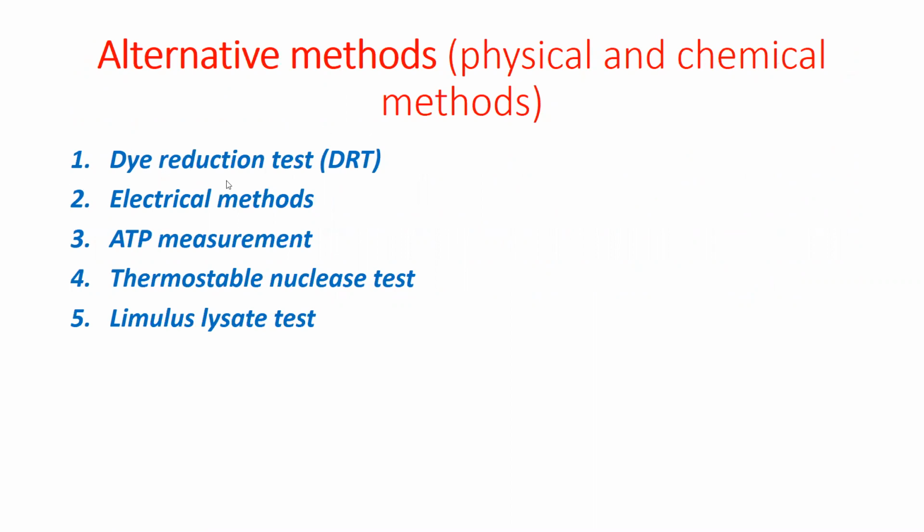One is the dye reduction test, also known as the DRT test. Then electrical methods, ATP measurement, thermostable nuclease test, then limulus lysate test. So total 5 tests. These are the physical and chemical methods by which we can enumerate the microorganism in the food. Okay, we will go one by one.